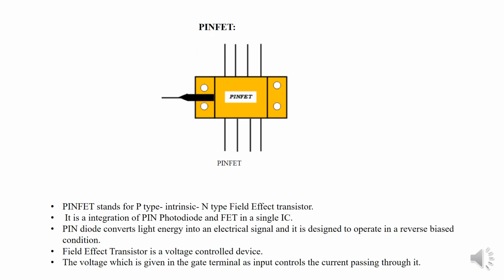Next one is the PINFET. While we are seeing this PINFET, here PINFET stands for p-type intrinsic n-type field effect transistor, and it is an integration of a PIN photodiode and FET in a single IC. The PIN diode converts light energy into an electrical signal, and it is designed to operate in a reverse bias condition. A field effect transistor is a voltage controlled device. The voltage which is given at the gate terminal as input controls the current passing through it.